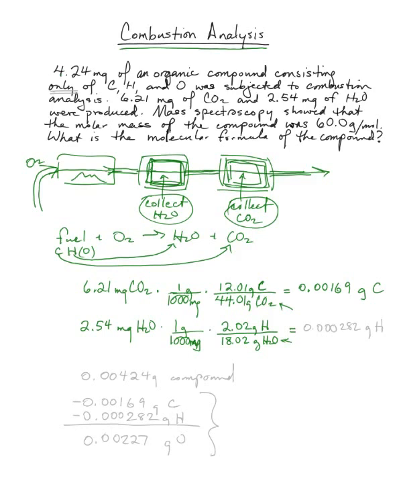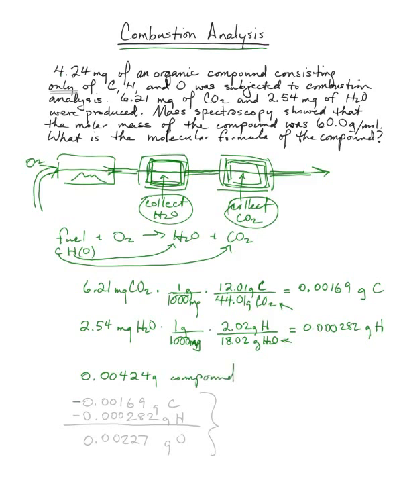So let's do that, and we will come up with 0.000282 grams of hydrogen. Okay, moving right along. We've got carbon, we've got hydrogen, and we also know that in our original sample there was carbon, hydrogen, and oxygen present. And we also know that our original sample was 4.24 milligrams. So converting that into standard notation, we have 0.00424 grams of our compound.